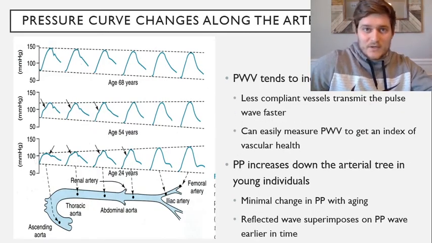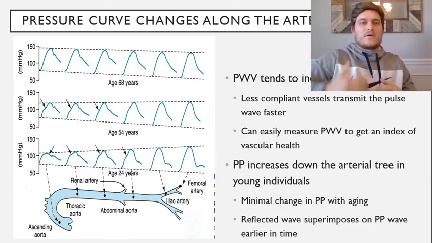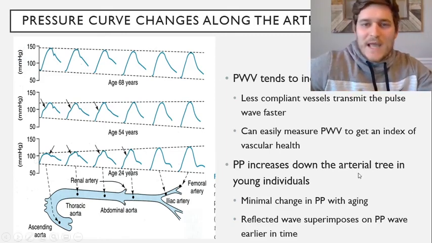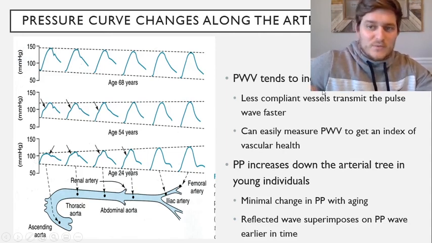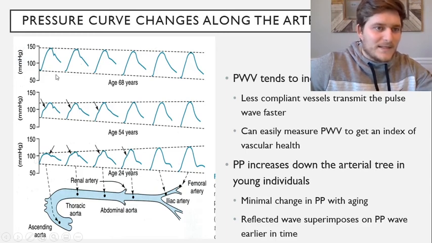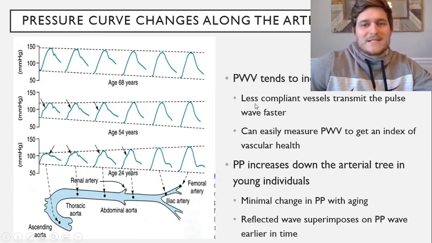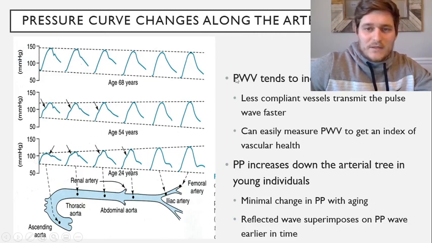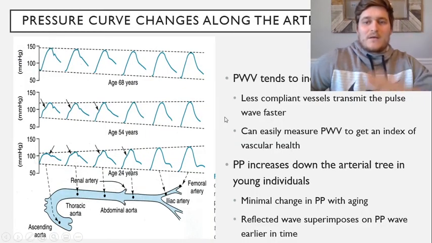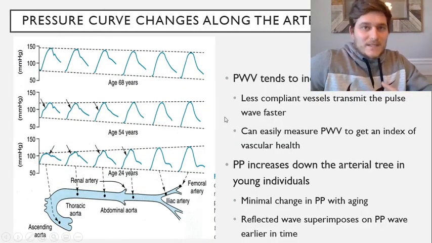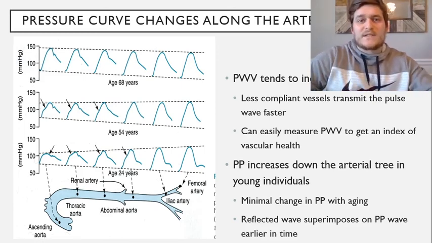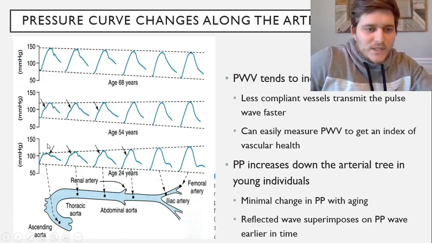As we discussed in the first lecture of the arterial system, as we age, our arteries become less compliant. And so when we look at pulse wave velocity, this is going to increase, just as we discussed on the last slide. So as you compare an older individual with a younger individual, again, we see this pulse wave velocity increase, letting us know that there are less compliant vessels in older individuals. And so that wave is transmitted faster. And so we can use this pulse wave velocity to get an index and a sense of our vascular health.